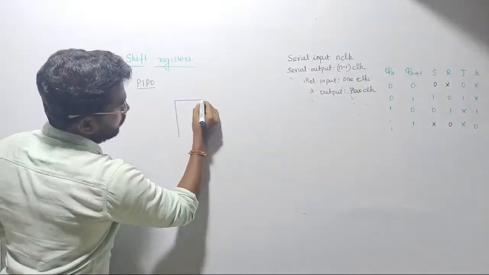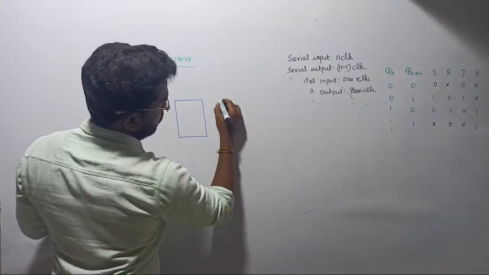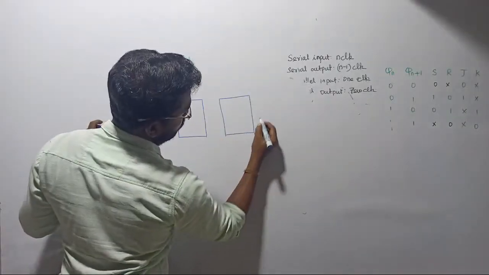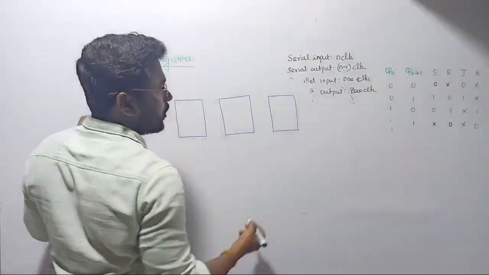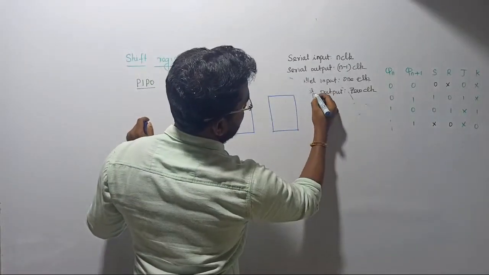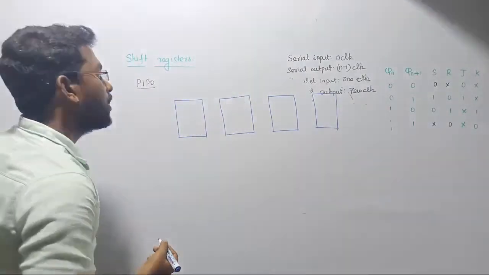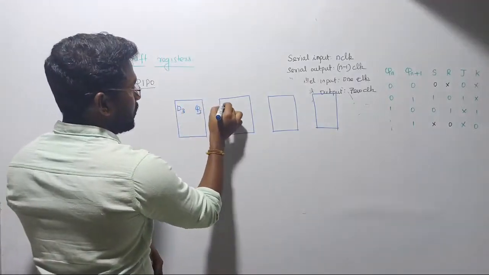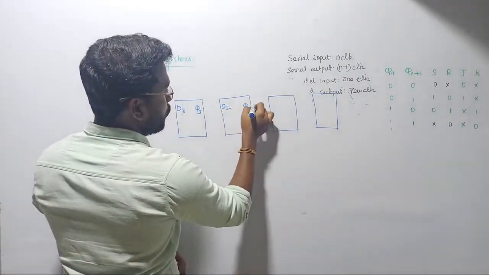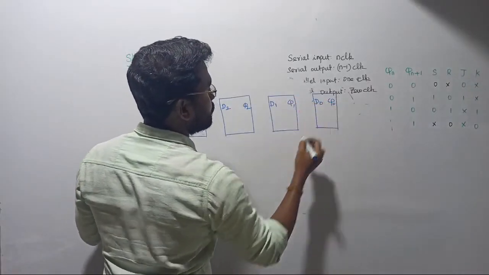So let us discuss the parallel input, parallel output register. Once again, we need to consider 4 flip-flops. Just for an example, I am taking 4. It is not necessary that we need to consider 4 flip-flops here. Let us see parallel input. Once again, let me consider the data here. D3 Q3. This is D2 Q2. This is D1 Q1. This is going to be D0 Q0. Clear?